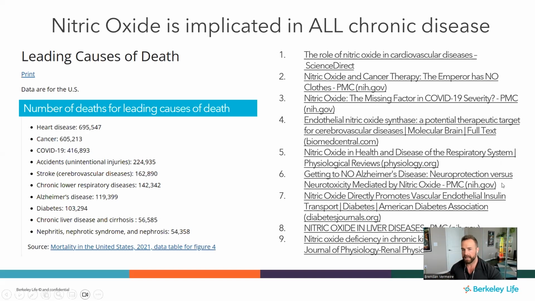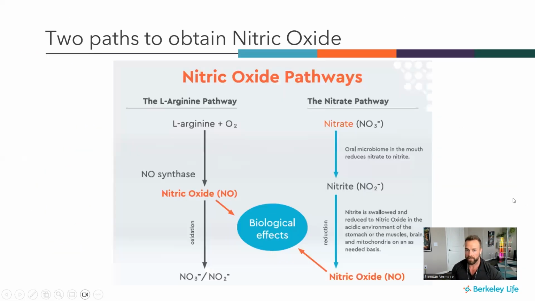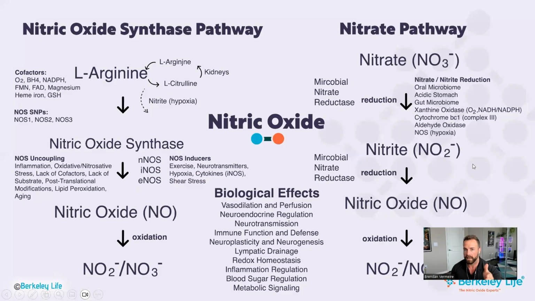So, of course, as I say in every episode, nitric oxide dysregulation is implicated in all chronic disease. I always like to highlight that. And what we're very passionate about at Berkeley Life is equipping practitioners and healthcare providers with the knowledge and the tools to restore proper nitric oxide signaling throughout the body. Now, we do this by leveraging the nitrate pathway. So I cover this in every episode, and I'm going to highlight it again here. Let's look at my more comprehensive diagram. So we'll go through this quickly as we do in every episode.